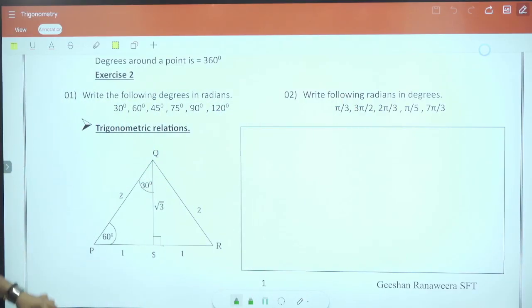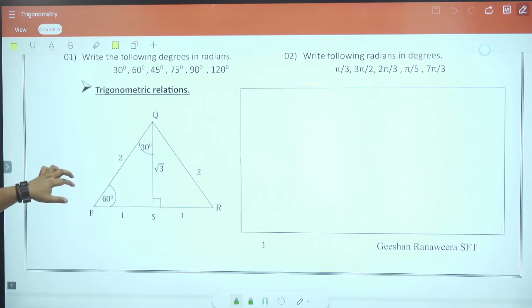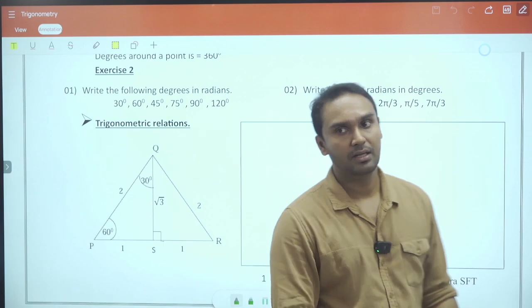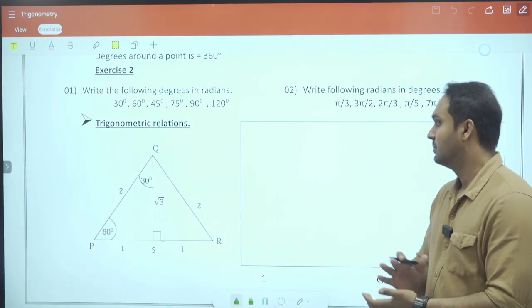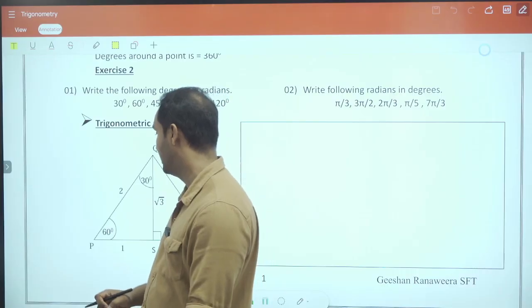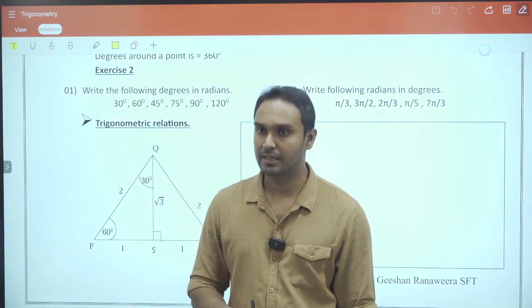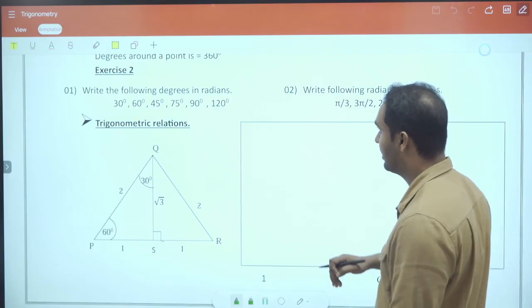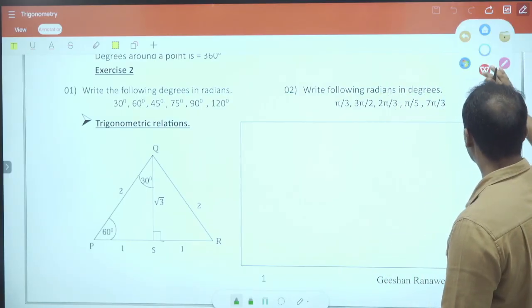So come to these trigonometric relations, right? So first we have to find the trigonometric relations of a few of the angles, 30 and 60, right? Two of the angles, 30 and 60. So this is how you find the trigonometric ratios of two of the angles.